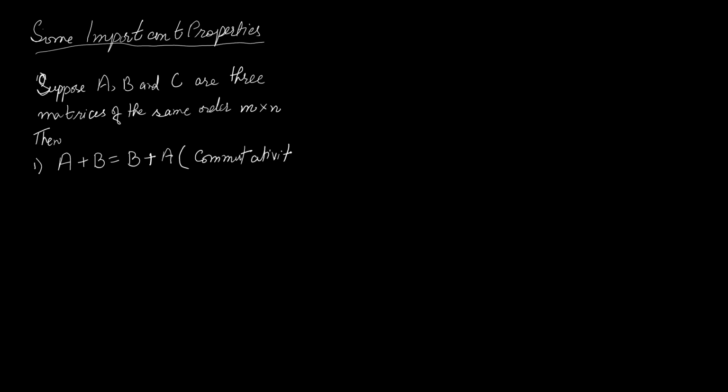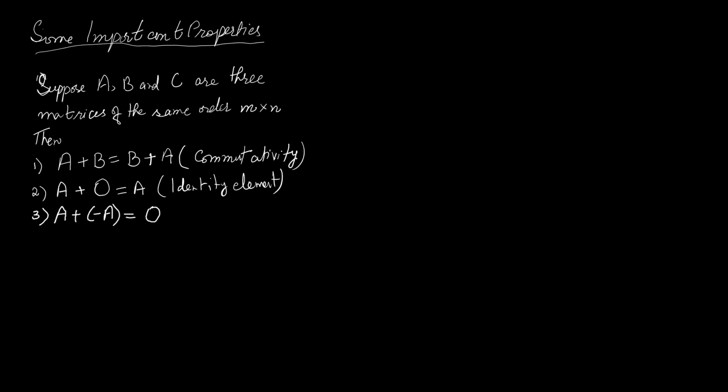Matrix addition is commutative. Second property, there exists a matrix represented by the capital letter O called the additive identity or the zero matrix, such that if we add it to any matrix, the same matrix is obtained. This is most widely known as the zero matrix.